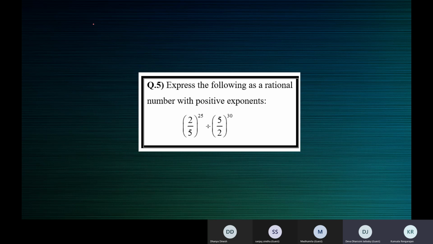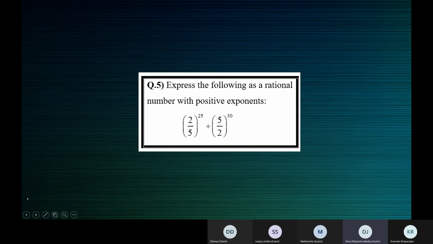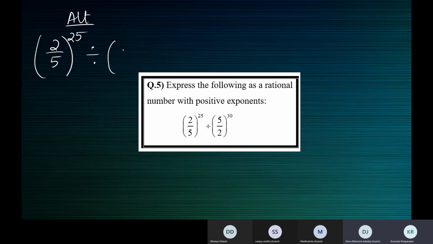Ma'am, in the first expression, the base is already 2 by 5, correct? Yes, ma'am. So this is the alternate method. Devadarshini will write it as it is because it's already 2 by 5. We don't have to change it. Divided by. Now, in the next expression, the base is 5 by 2. We have to do a reciprocal in it, ma'am. That is 2 by 5 to the power minus 30, ma'am. Very good. It looks different, but the value is the same.